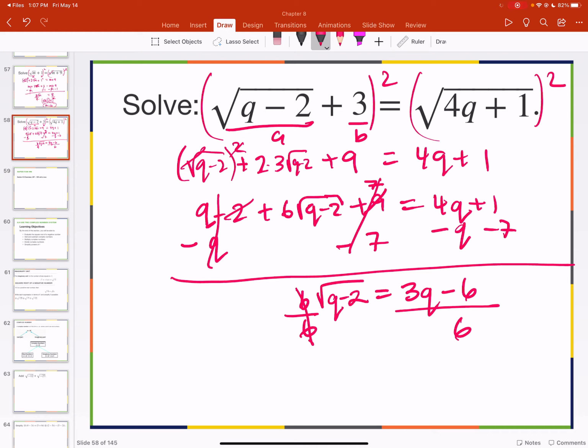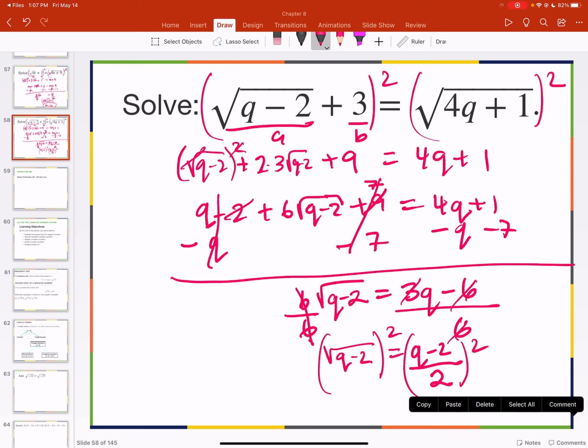Okay, and then you get square root of q minus 2 is equal to, I'm dividing everything by 3 just to simplify it, q minus 2 all over 2. Square both sides, square both sides. This is a little bit longer here, I'll get this other pen here. So q minus 2 on the left is equal to q minus 2 squared over 4.